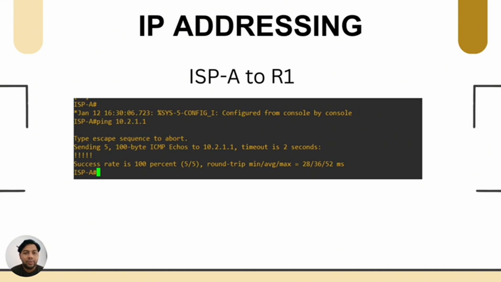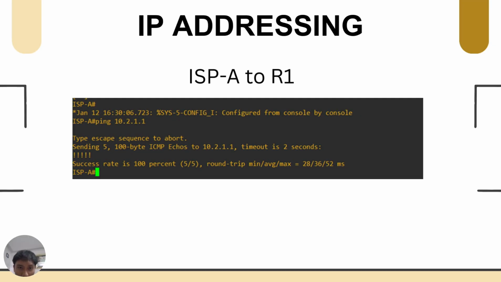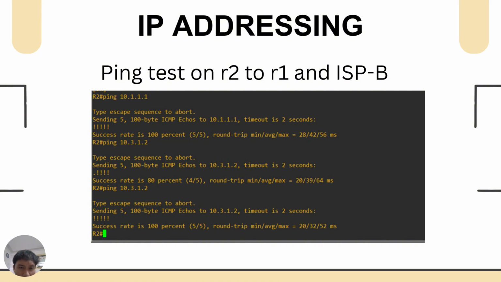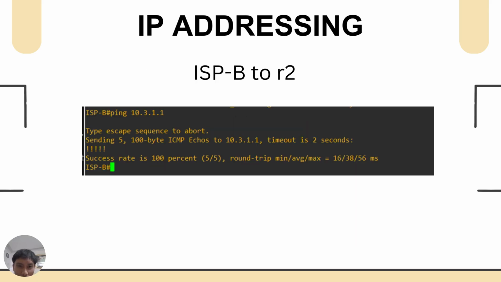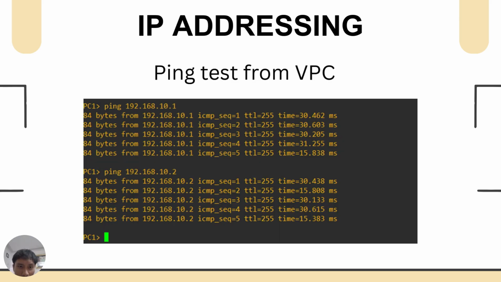So I want to pass to my friend to continue the presentation. Thank you. This is the IP addressing for ISPA to R1, showing the result. And then this is the ping test on R2 to R1 and ISPB, showing the result. And the IP addressing showing ISPB to R2. And this is a ping test for the VPC to the R1 and R2 IP addresses.